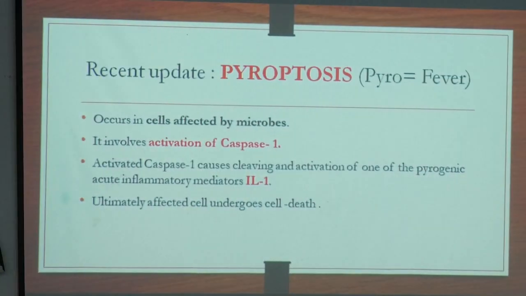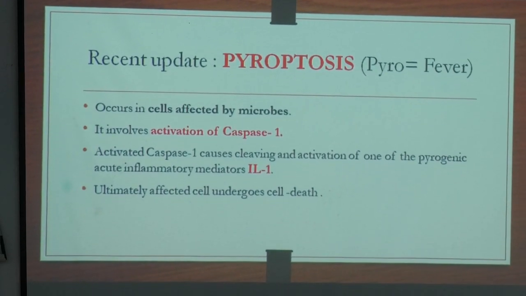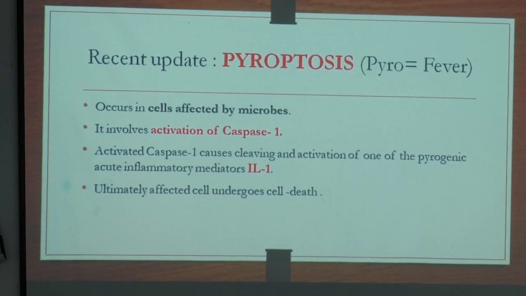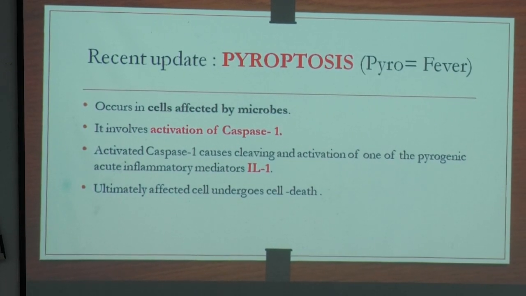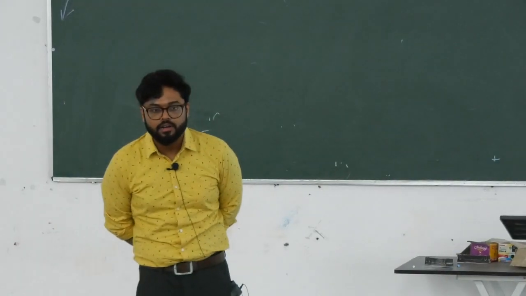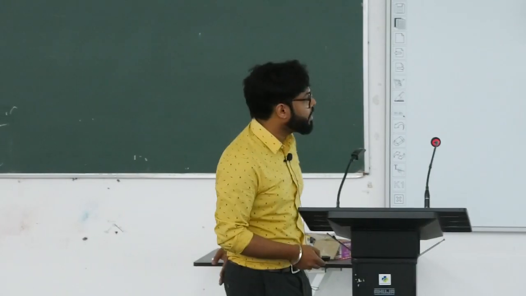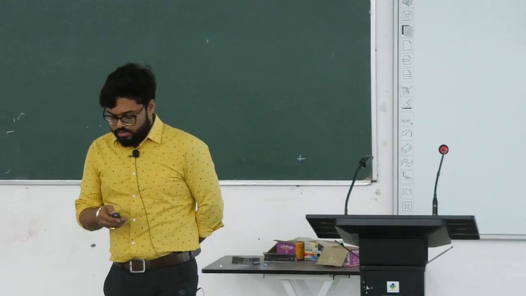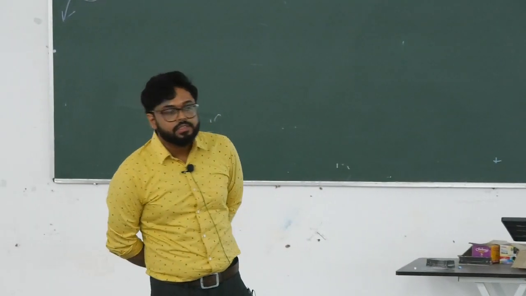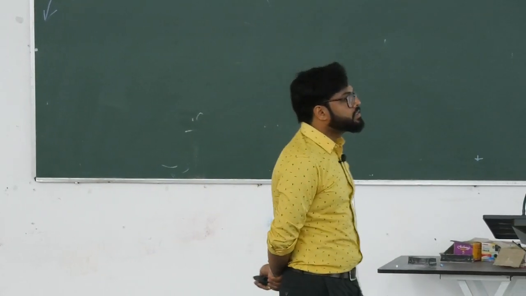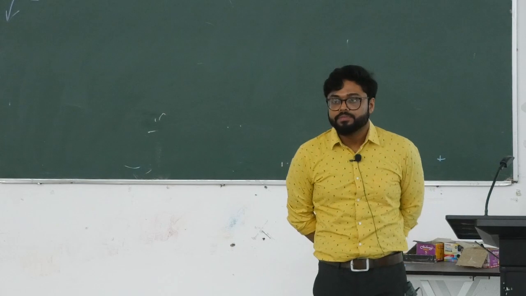Fever: which inflammatory cytokine causes the fever? Interleukin-1. Inflammation starts with about six of them, but mostly interleukin-1. So there is predictable toxicity of cells affected by the microbes.